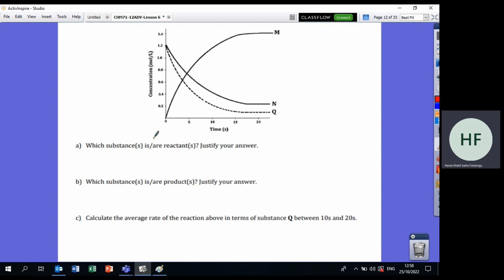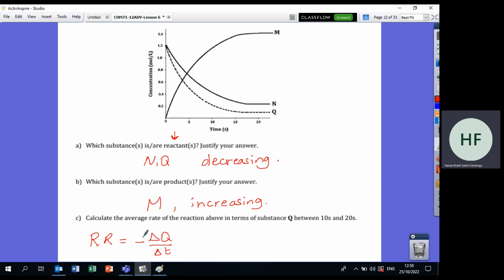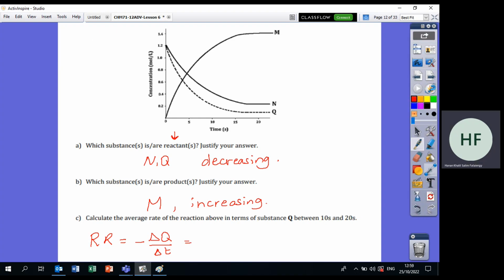Okay, now let's look at this question. This question says, which substance is a reactant? Justify your answer. As we said, reactants are the ones that decrease. So N and Q. Why? Because they are decreasing. Now, which one is a product? The one that starts from 0 and increases. So this is M. Why? Because it is increasing. Now, the question is, calculate the average reaction rate for Q. Q is a reactant, so I will use RR equals minus delta Q over delta T. I put a minus because Q is a reactant. Now between 10 seconds and 20 seconds.